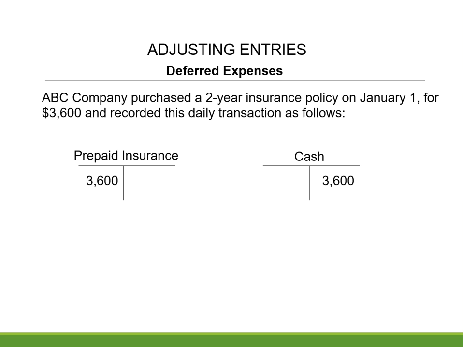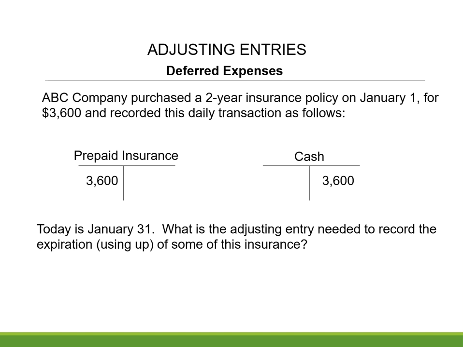Prepaid insurance is insurance we'll use in the future. It's an asset. And the reason we record it as an asset is that if we cancel the policy, the insurance company will refund us that $3,600. We paid with cash, so we have to reduce our cash balance. So now, today is January 31st. We have to do an adjusting entry to record the expiration or using up of some of the insurance.